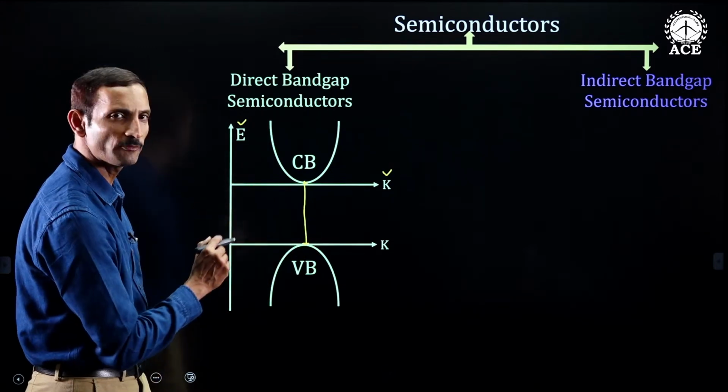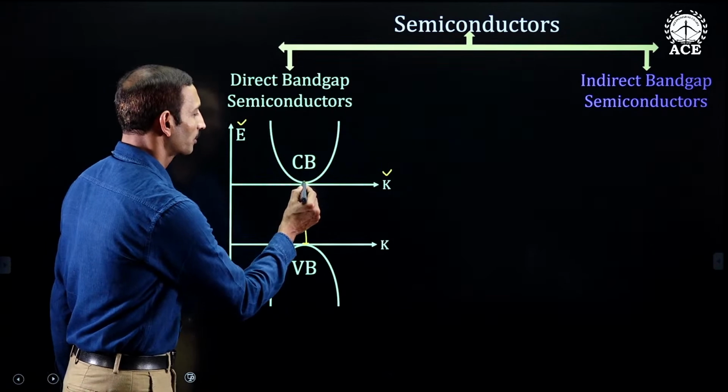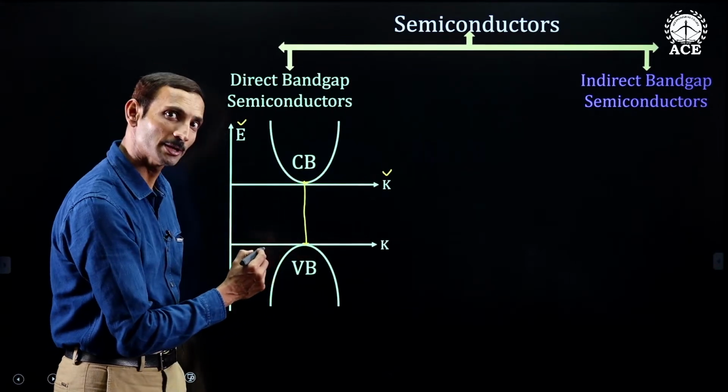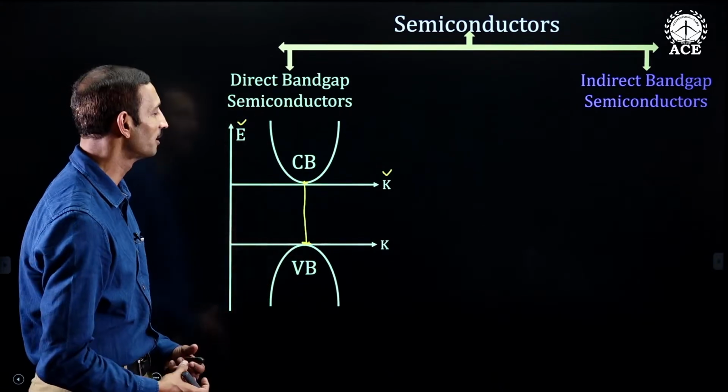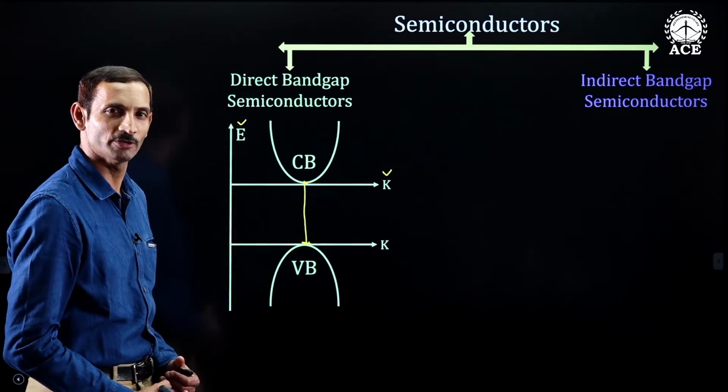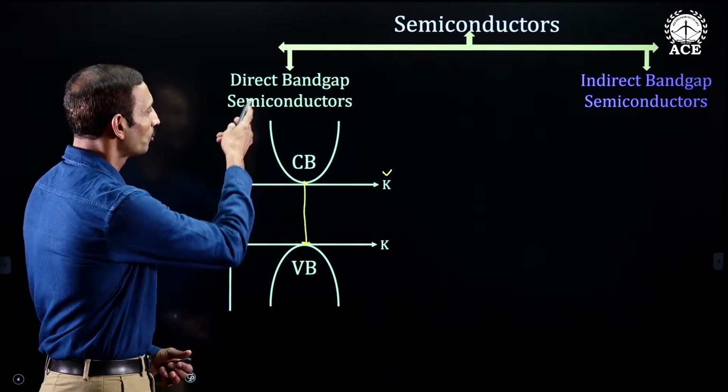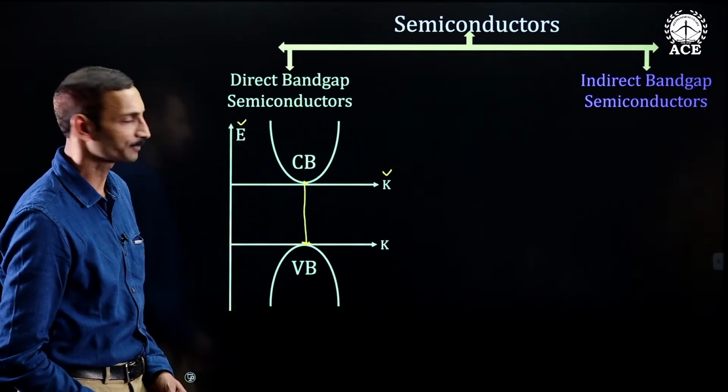So that means for the same value of K, the minimum energy of the conduction band and the maximum energy of the valence band exist. Those materials in which this happens are known as direct bandgap semiconductors.